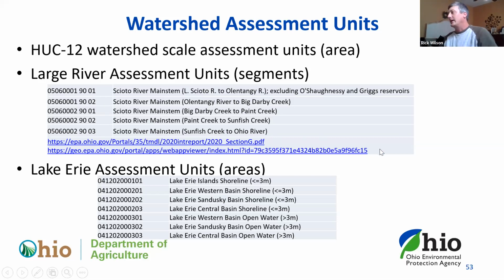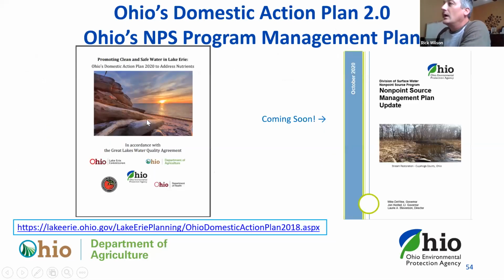What comes to mind is like dams in big rivers that are clearly the reason for non-attainment in these large river HUCs. Lake area assessment units, again, you can reference those as downstream issues. Other resources, Ohio's Domestic Action Plan 2.0 is where you can find load reduction targets for HUC 12s in Appendix A. And then I think tomorrow or next week sometime we should be providing a new update to our nonpoint source management plan. Not a lot changed there, but it's new, and that'll be coming soon. There'll be a link for that.